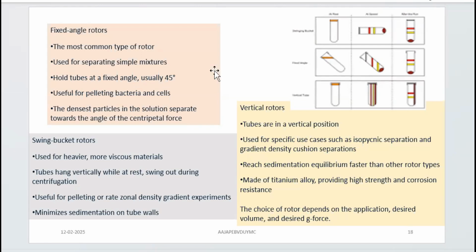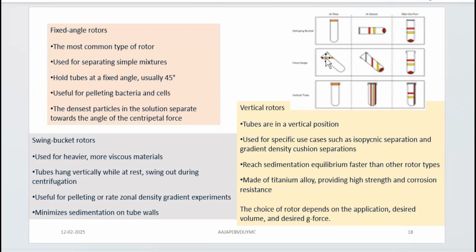So this is useful for separating simple mixtures, for pelleting of bacteria and cells, etc. The denser particles in the solution separate towards the angle of the centripetal force. What is the angle of the centripetal force? Centripetal force is towards the center and centrifugal is away from the center. Right. So when you talk about fixed angle rotors, in the second row here, you see the horizontal position of the tube, which is with reference to the central shaft.